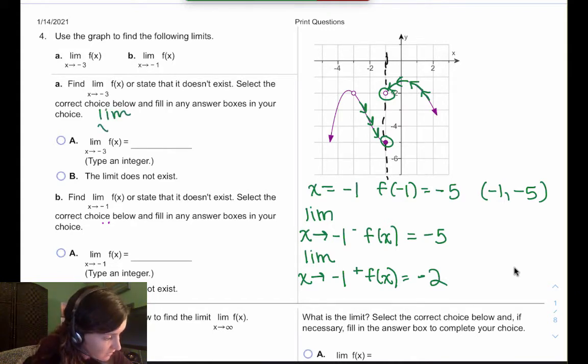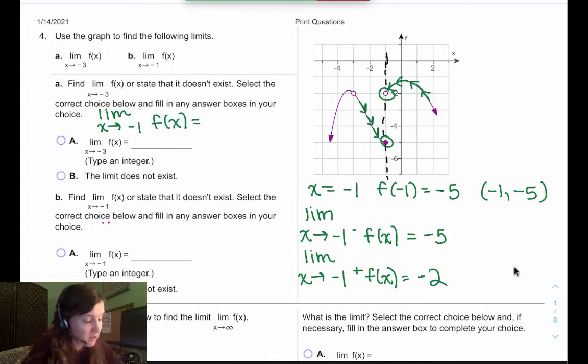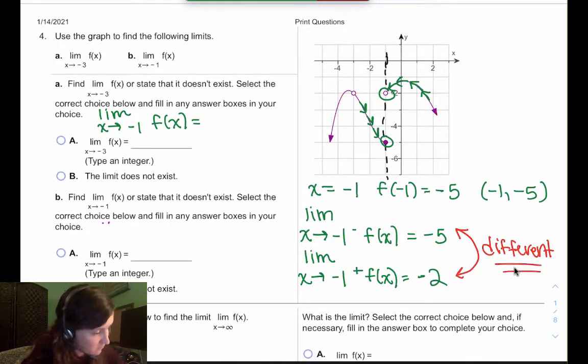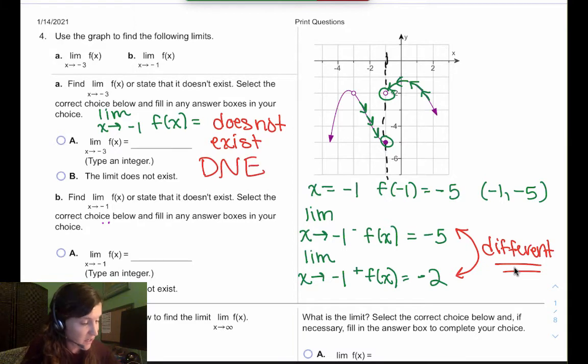So the limit as x goes to -1 of f of x. Well, we said from the left it goes to -5. From the right it goes to -2, and those numbers are different. Because those numbers are different, we would actually say that the limit does not exist. Does not exist. And sometimes that's abbreviated as DNE.